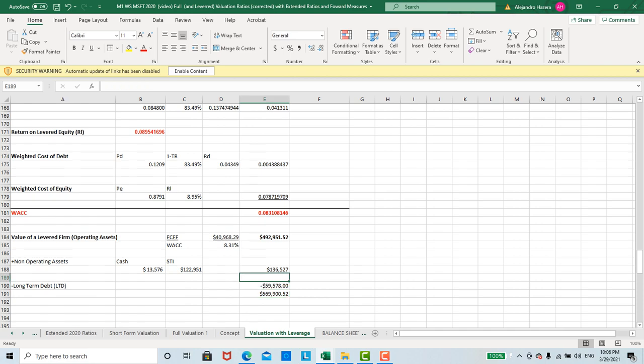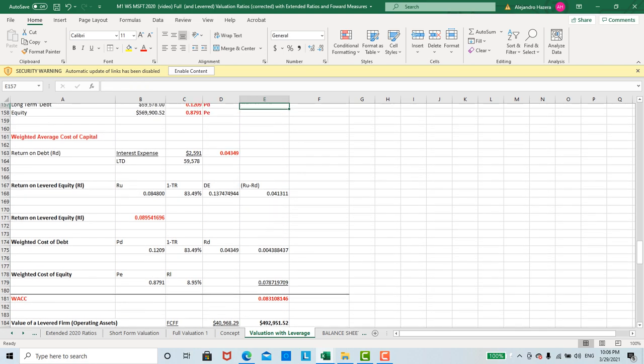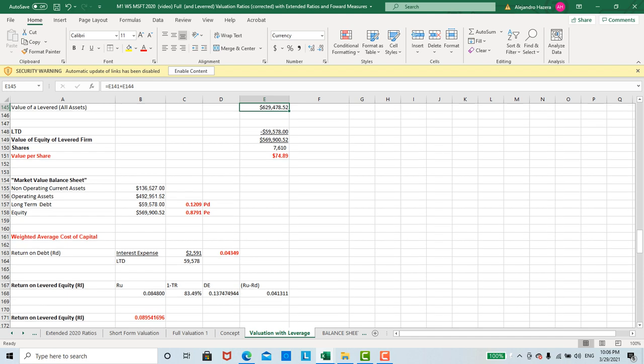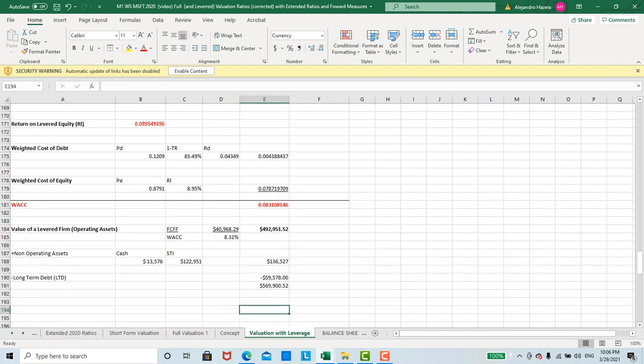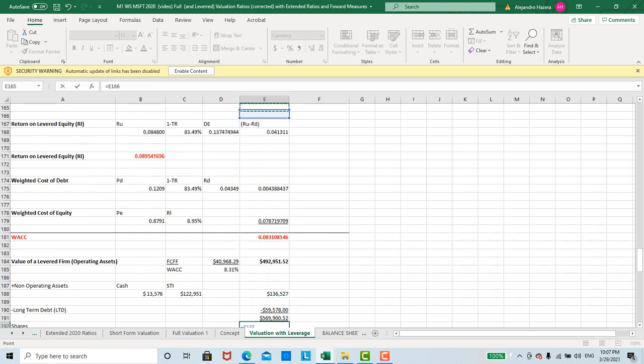of 56,900. Let's make sure we do. There it is, 56,900. Okay, and we'll just divide by the number of shares, and obviously we're going to get the same result. This is a subtotal. Then we'll divide by the number of shares.